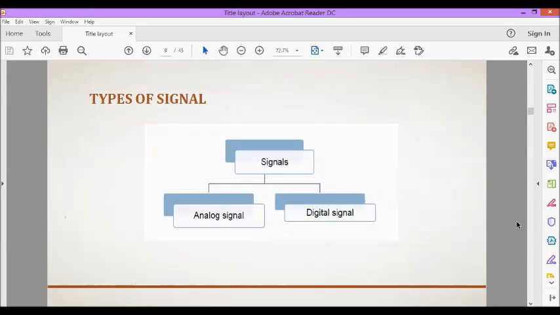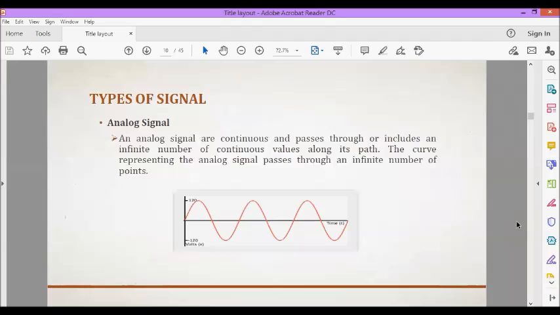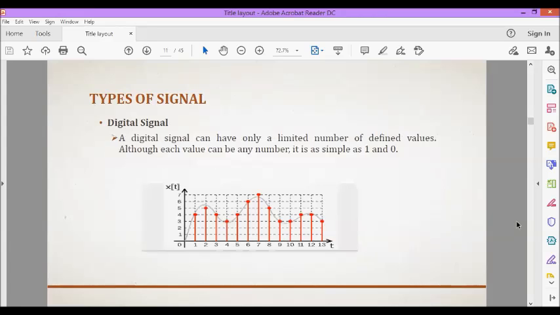So there are two types of signal to transfer data. We have the analog signal and the digital signal. Analog signals are continuous and pass through or include an infinite number of continuous values along their path. The curve representing the analog signal passes through an infinite number of points. The analog signal is also a continuous electrical signal in the form of a wave.